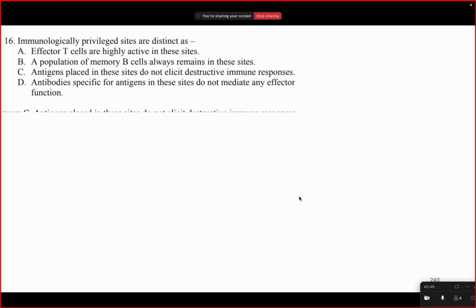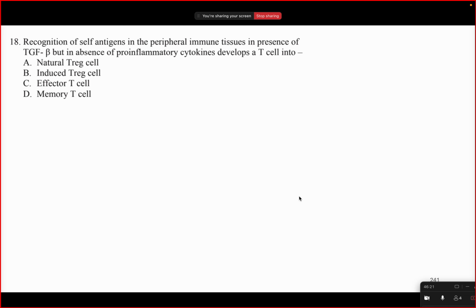Immunologically privileged sites are distinct as effector T cells are highly active in these sites. A population of memory B cells always remain in these sites. Antigen placed in these sites do not elicit destructive immune responses, or antibodies specific for antigen in these sites do not mediate any effector function. As the name suggests, it should not have any reaction, right? So antigens placed in these sites do not elicit destructive immune response.